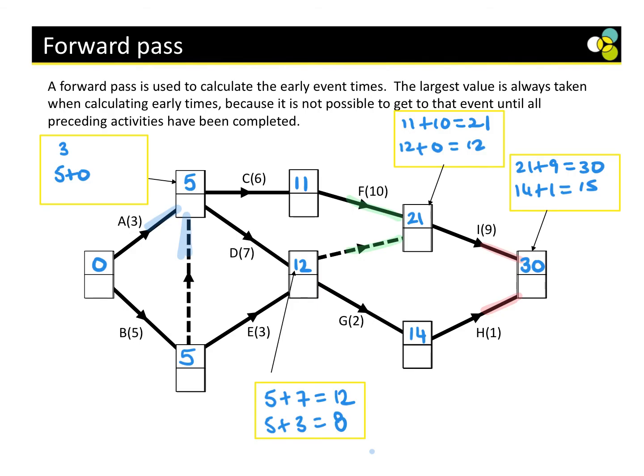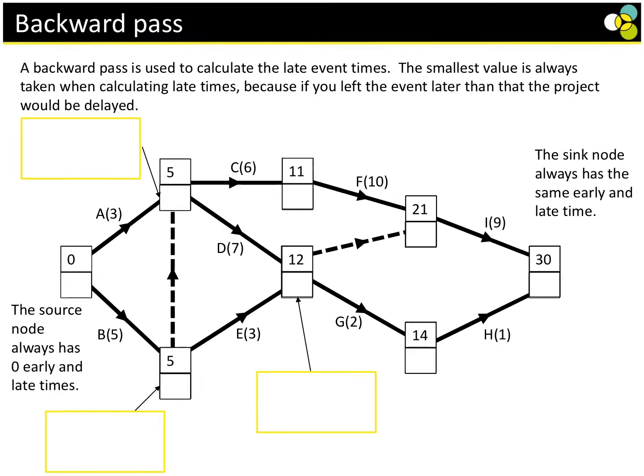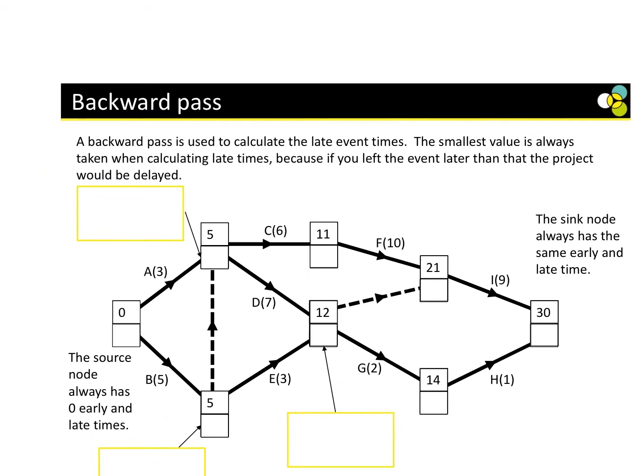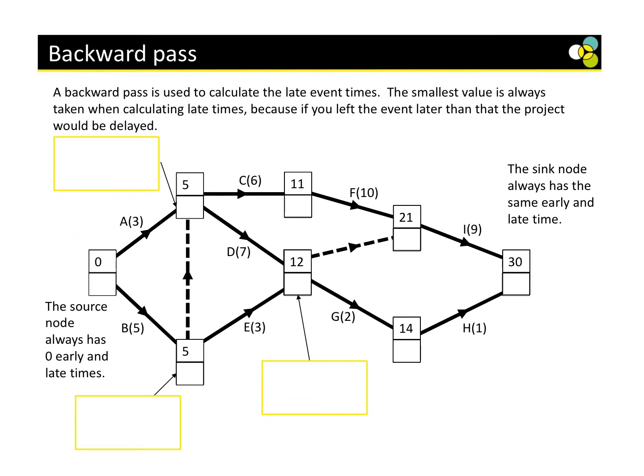Now we're going to have a look at the bottom row of each box. This is called a backward pass, and it is used to calculate the late event times. This is the exact same diagram as earlier, and we are going to go backwards. So here we go. This is the sink node. It's the last one. This always has to be the same: if the late time is 30, the early time is 30. It just has to be finished at 30.